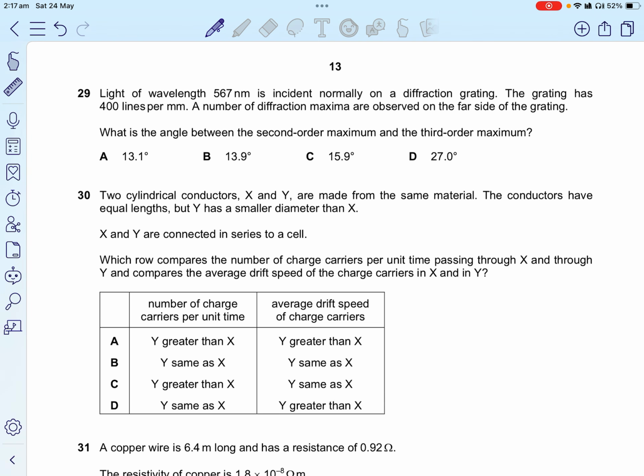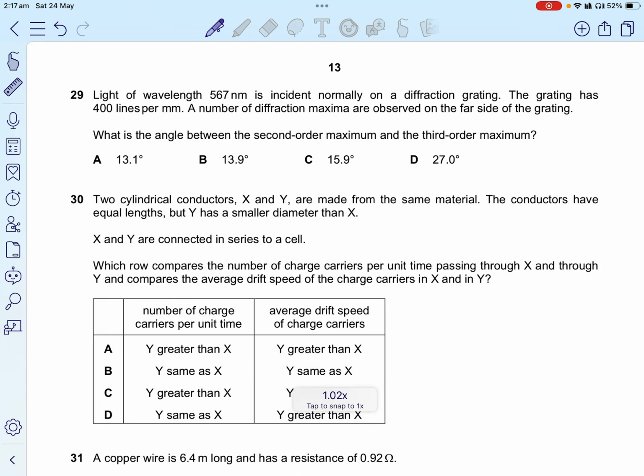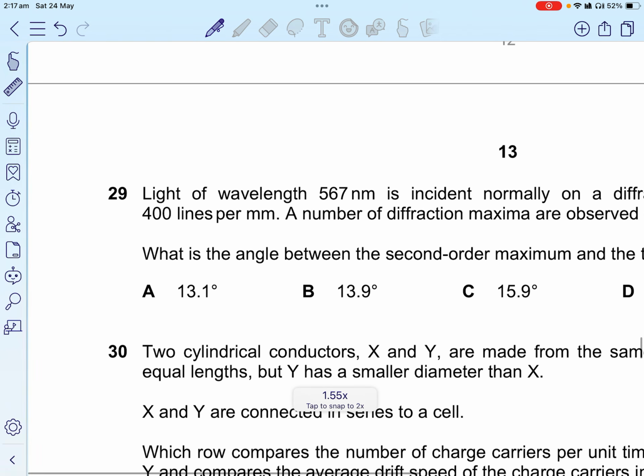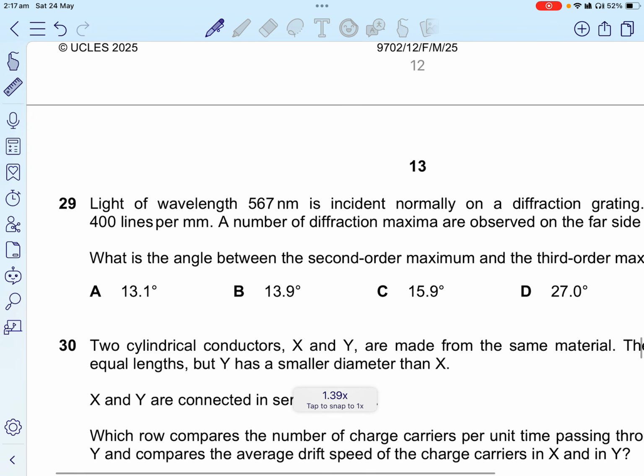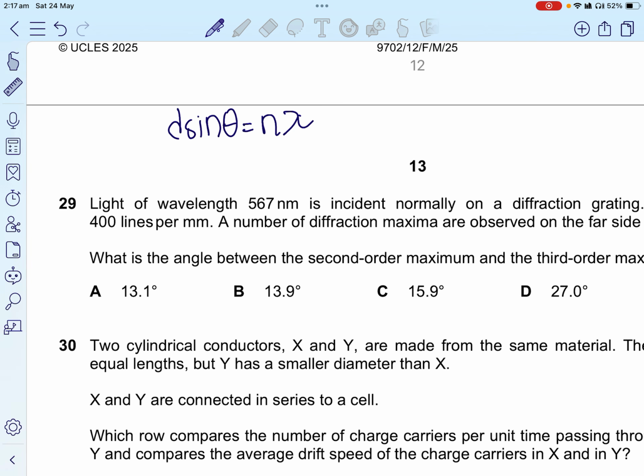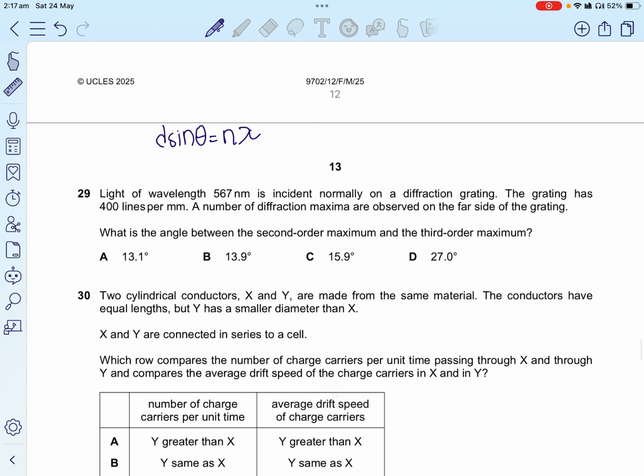Question number 29 says that light of wavelength 567 nanometers is incident normally on a diffraction grating. The grating has 400 lines per millimeter. A number of diffraction maxima are observed on the far side of the grating. What is the angle between the second order maximum and the third order maximum? So you would take the formula for the diffraction grating, obviously there's only one formula: d sine theta is equivalent to n lambda. We need to find the two values of the angles and then subtract them to get the difference.